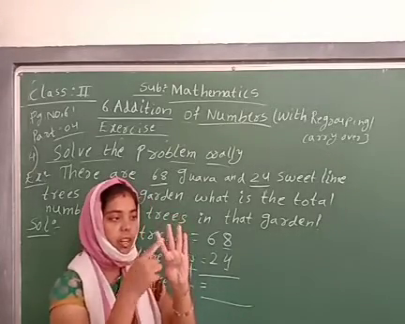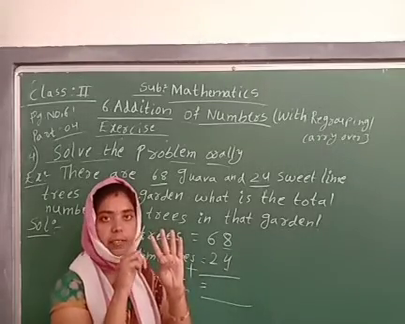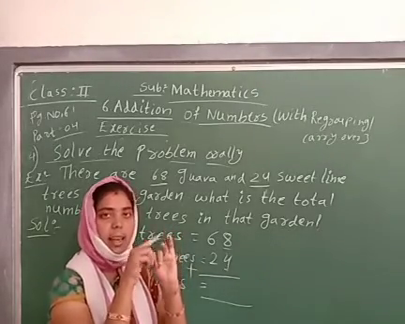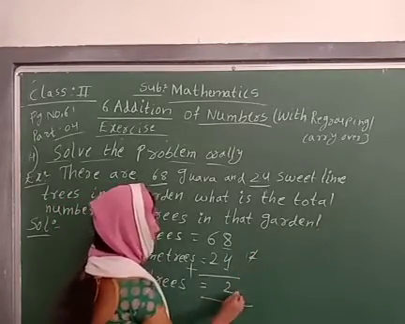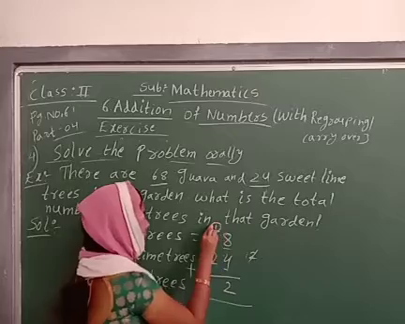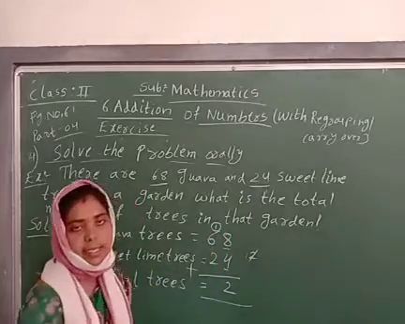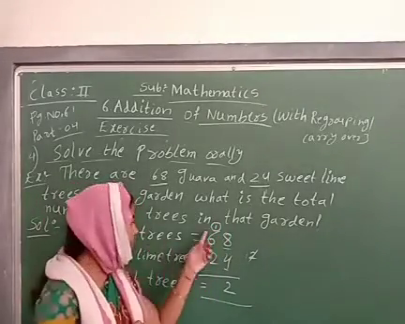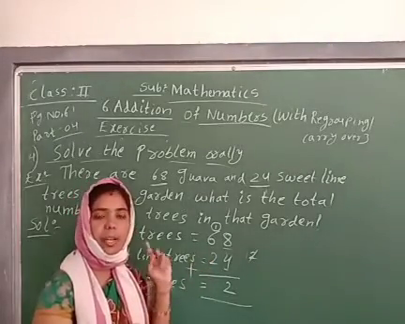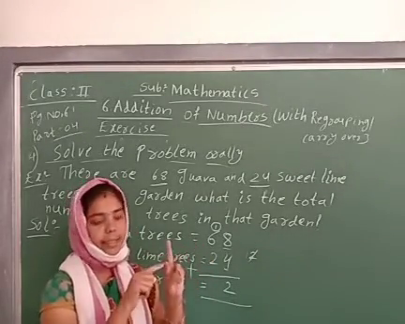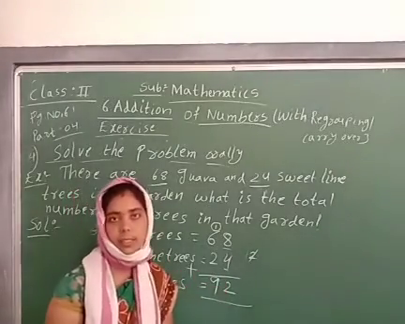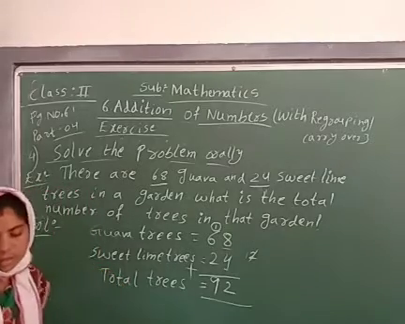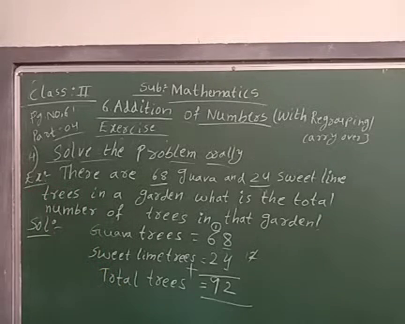First, 4 on the fingers: 1, 2, 3, 4. So after 8: 9, 10, 11, 12. 12 means 2 in the ones place, 1 is carry. 1 plus 6 is 7. 7 plus 2: keep 7 in your mind, then add 2. 8, 9. 92. Do you understand, children? Okay, let us write now. Write, all of you. Write neatly.